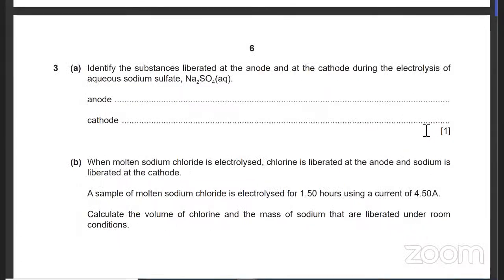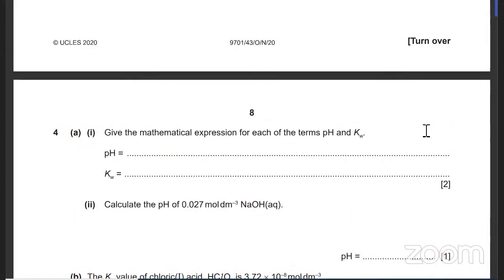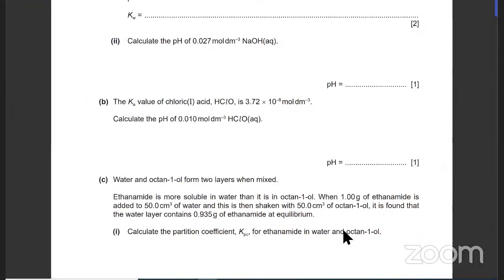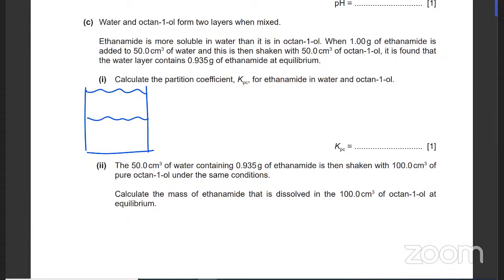अच्छा इसमें which question? Question number 4. Achha, this one. This is partition coefficient, right? So water and octan-1-ol form 2 layers, right? So let's make those layers. You've got 2 layers. Not really sure which one is the water layer, so I'm just going to make this water, and this one is octan-1-ol.